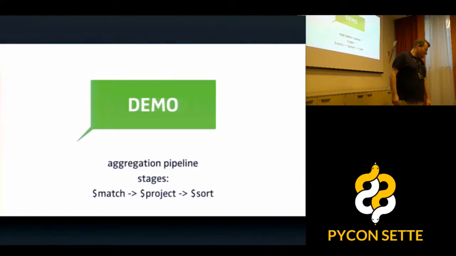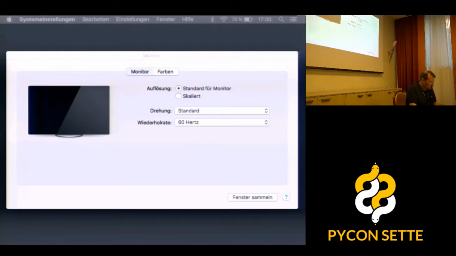So let's jump to our first example. We're going to do a demo about a very simple aggregation pipeline. We're going to do a match, find some data, project them, sort them, and produce some output. Let's see what happens.